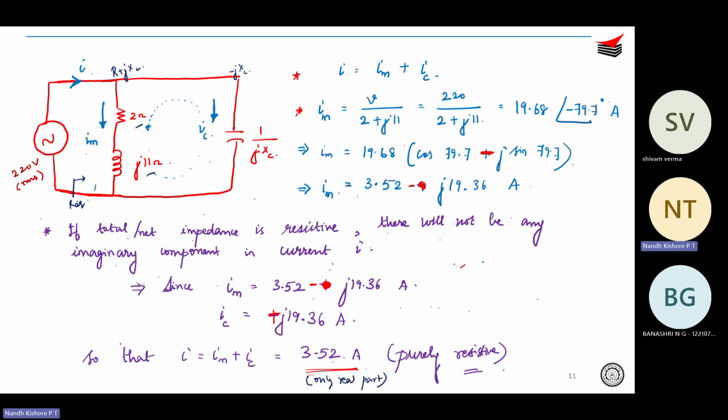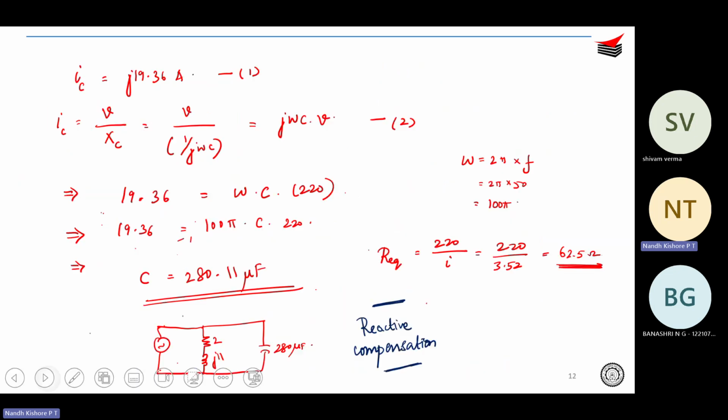So the imaginary part of the current is being supplied by the capacitor. The imaginary part is like a circulating current within the motor-capacitor loop. The imaginary part circulates only over here. Only the real part is coming from the source. That is the advantage of putting in a capacitive compensation.